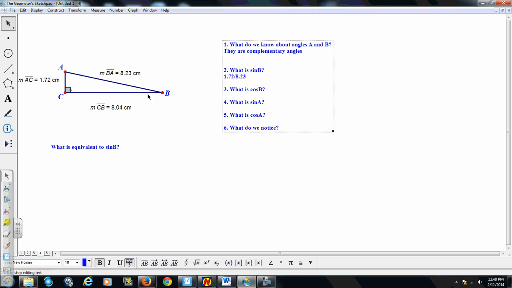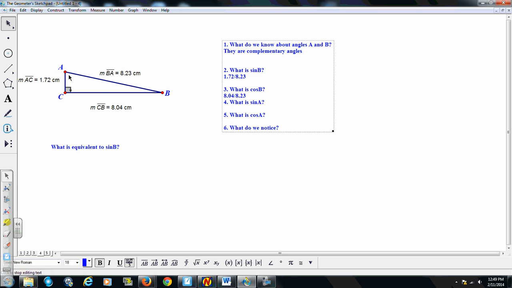So let's think about the cosine. Now, we can see that 8.04 is helping make this angle. So B is sitting on 8.04, so 8.04 has to be the adjacent. And again, the hypotenuse is 8.23.